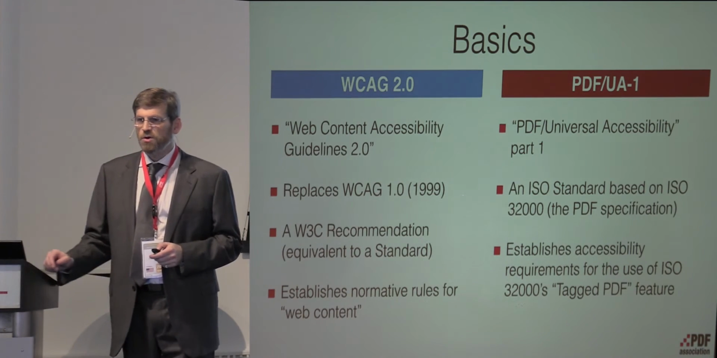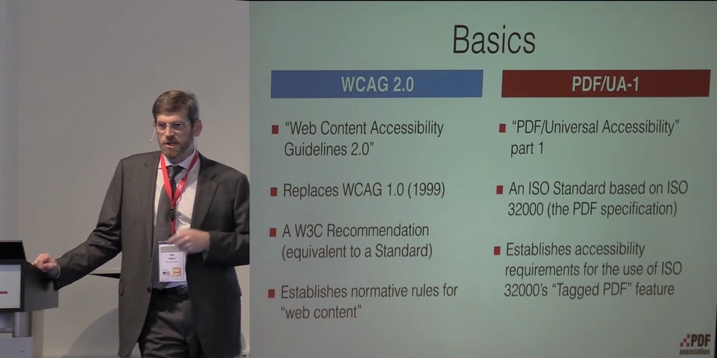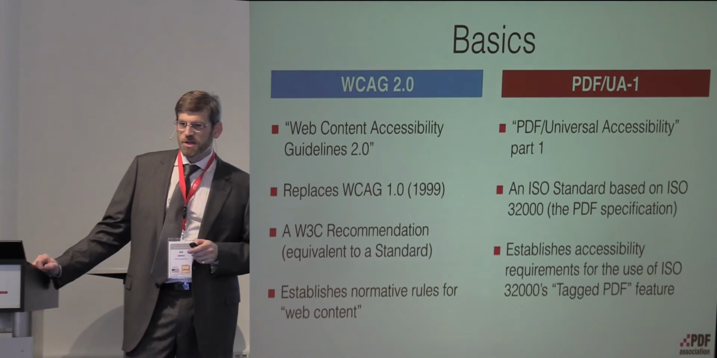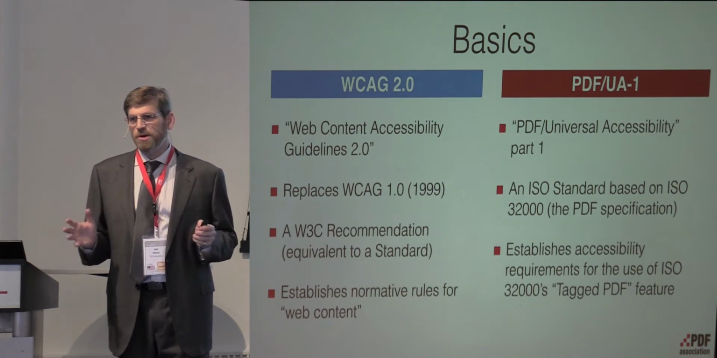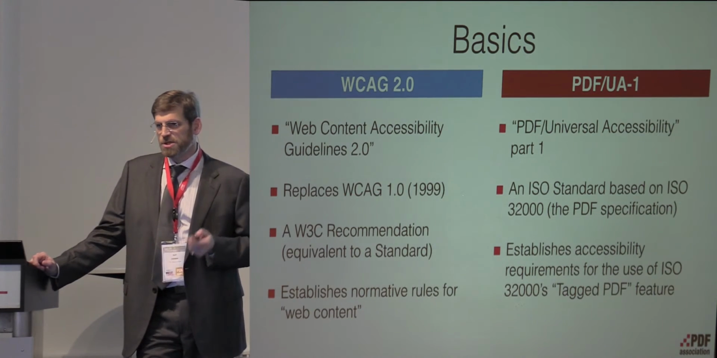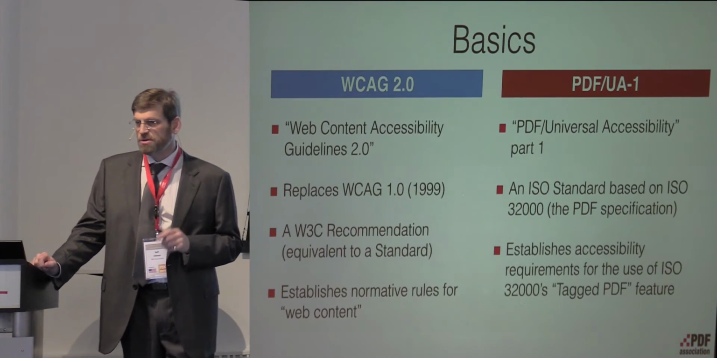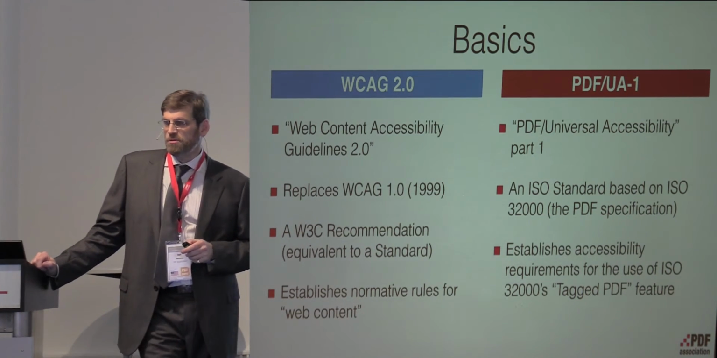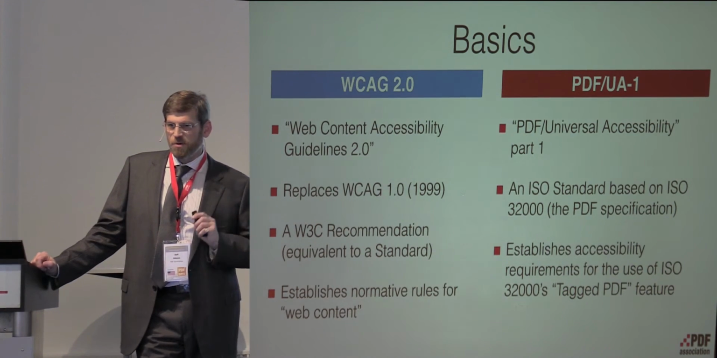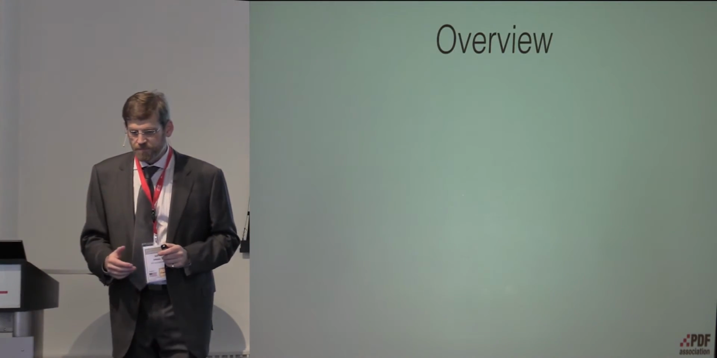PDF/UA, the UA stands for Universal Accessibility. It's an ISO standard. It was not produced by W3C, but went instead through a formal ISO development process. And it establishes, unlike WCAG, which speaks to web content in general and has detailed provisions covering HTML and video and JavaScript and so on, accessibility requirements exclusively for the use of ISO 32000, which is the ISO standard for PDF. And within that, the requirements for tagged PDF, which is a single feature of PDF.